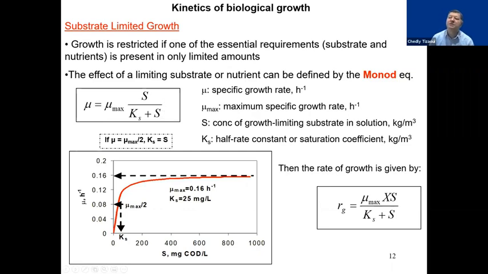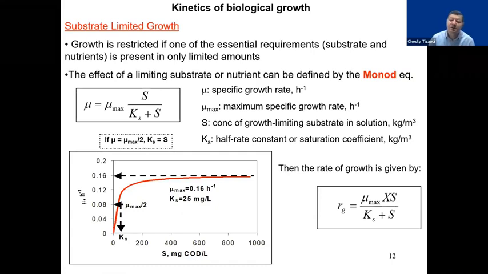Mu, which represents the specific growth rate, is equal to mu max, that's the maximum specific growth rate, times S over Ks plus S. Ks is a constant, the half rate constant or saturation coefficient, but it is a constant. And S represents the concentration of the substrate. How do you measure S? What variables do you use to measure S?